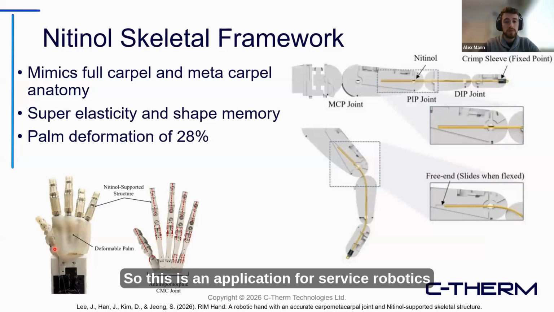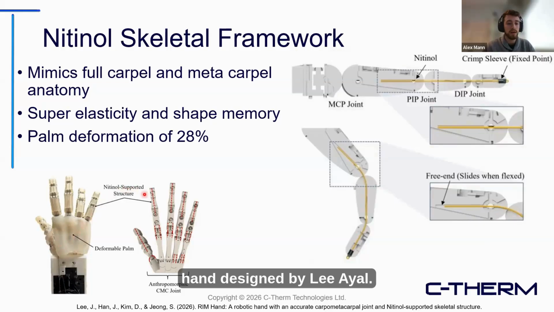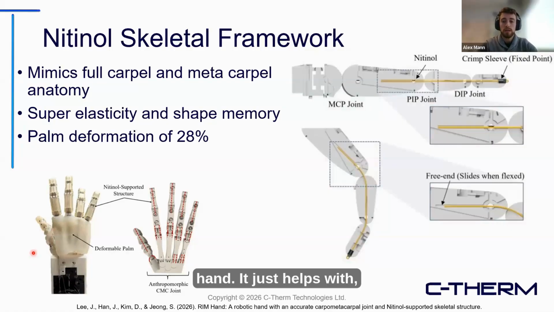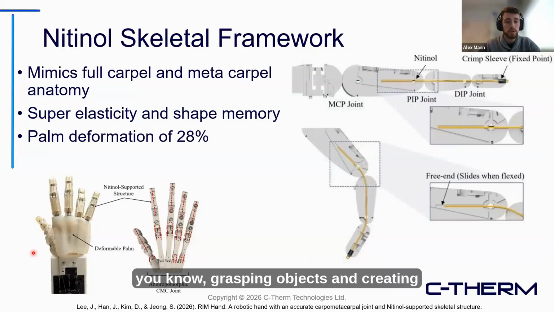So this is an application for service robotics and prosthetics. This was a nitinol skeletal framework hand designed by Lee et al. It mimics the full carpal and metacarpal anatomy of the human hand. It helps with grasping objects and creating a robot with a hand that can do what human hands do. It employs nitinol, which is a nickel titanium alloy that exhibits shape memory and superelasticity. Nitinol is actually fairly elastic for an alloy.